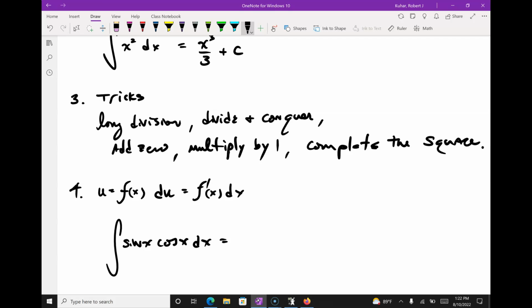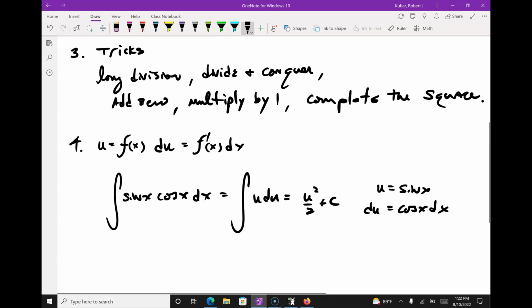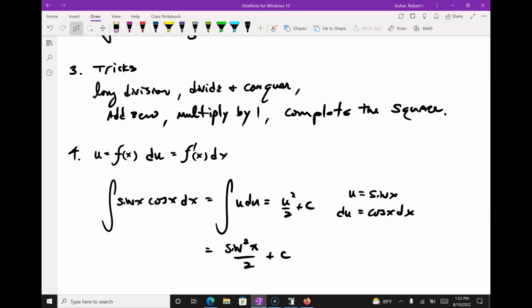Right? So obviously the function is, and I could do either way. I could pick sine of x as my function or cos of x as my function because I have the derivative there, right? So the easier one in this case is to let u be sine x, and then du is cos x dx. So I get u du, right? Of course that's u squared over 2. So it's sine squared x over 2 plus c. Right? So see a whole function and its derivative, like ln of x and 1 over x, like arctan of x and 1 over 1 plus x squared, et cetera, right?